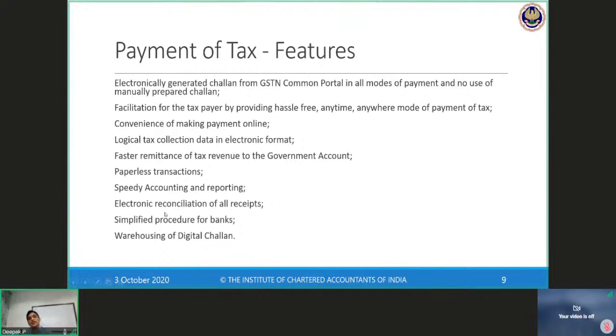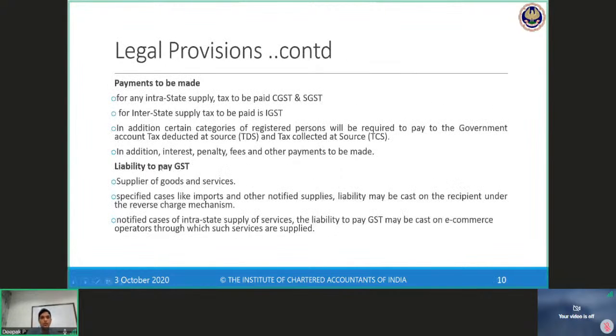Warehousing of digital challans. Once you make the payment, the challans are available in the portal for a certain period. Not that all challans get there, but at least recent transactions, at least 8 transactions I've seen, that last 8 transactions appear on the portal. So this becomes like a warehouse of your digital challans. I will take up more questions once we cross through the electronic cash ledger. Before we move to the electronic credit ledger, I will answer your questions.